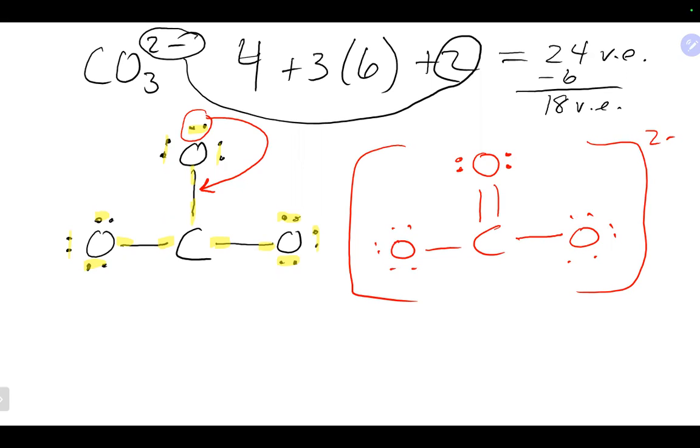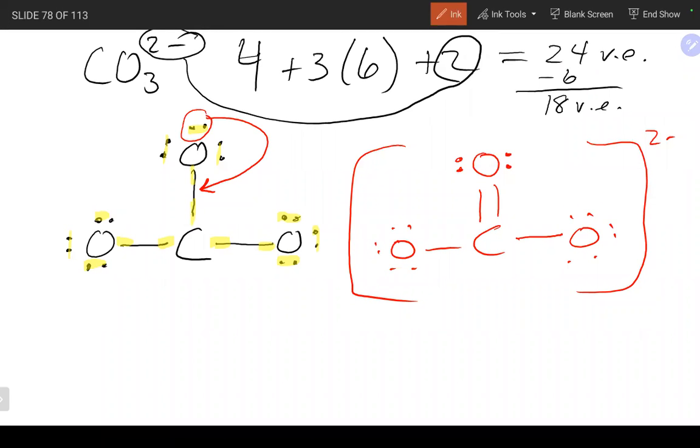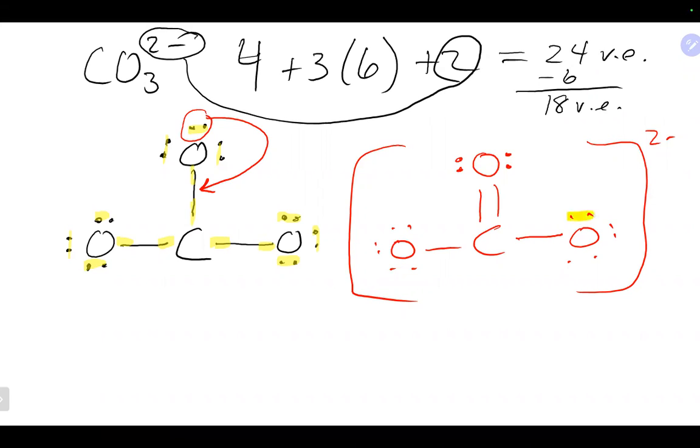Now does everybody meet the octet rule? They do. If we look at our oxygen originally, 2, 4, 6, 8. This oxygen, 2, 4, 6, 8. This oxygen, 2, 4, 6, and 8. And now the carbon, 2, 4, 6, and 8.